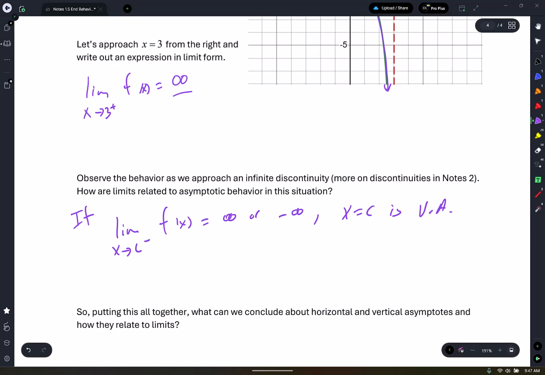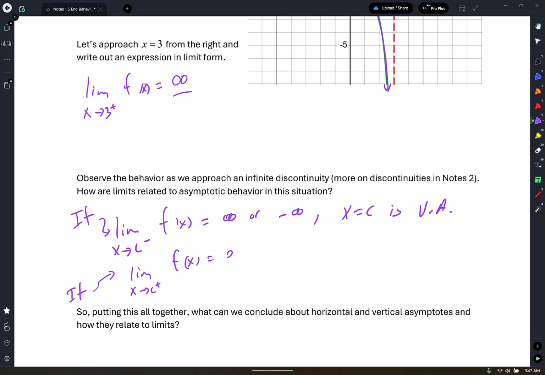Same thing, by the way, for the limit as x approaches c from the right of f of x equals positive infinity or negative infinity. x equals c is a VA. You might have positive infinity from one side and the other one might be an actual value, because you have an infinite discontinuity and it's a piecewise function.